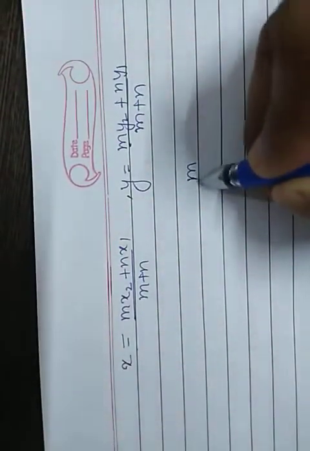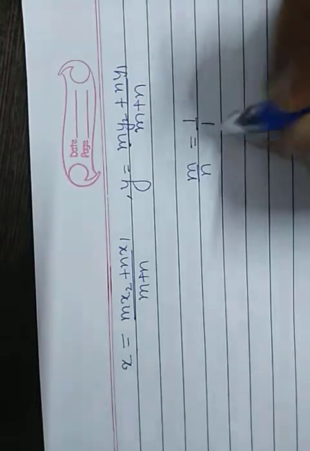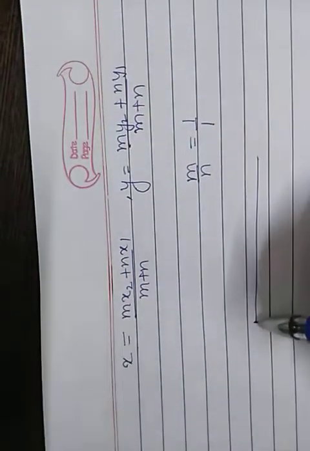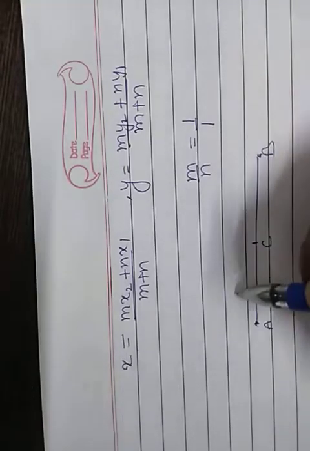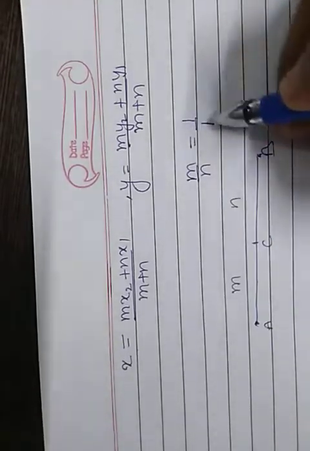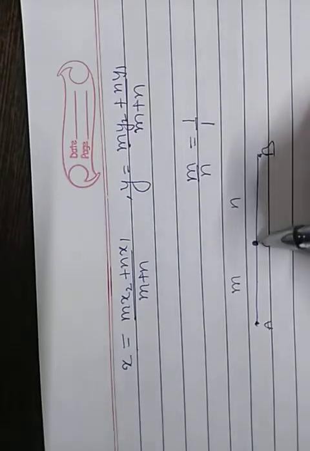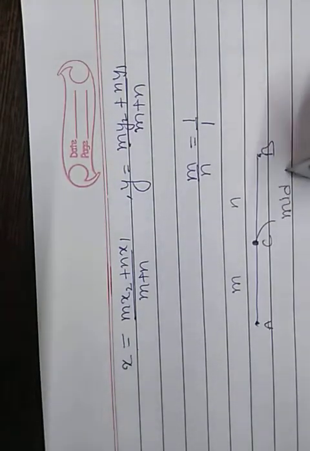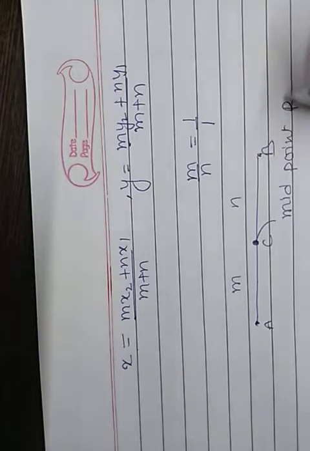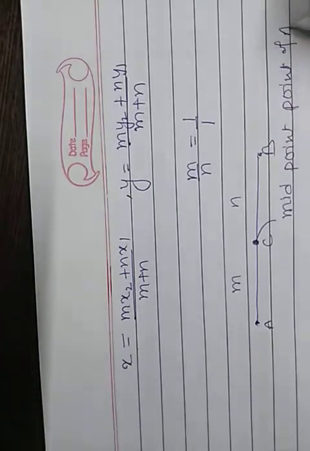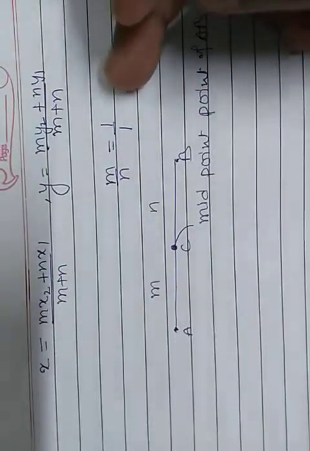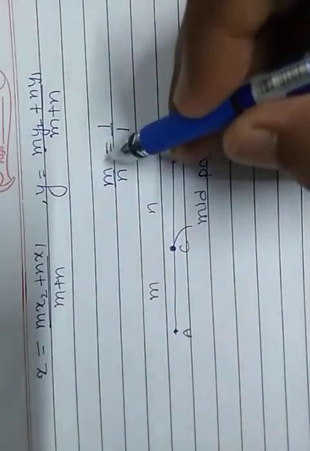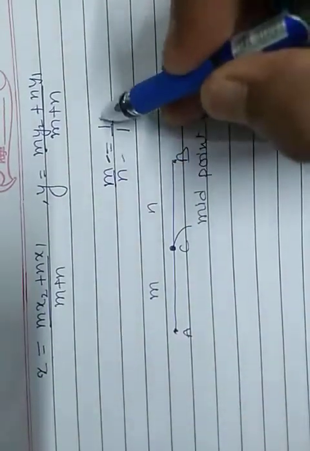Now if m upon n is equal to 1 upon 1, it means if this is point A, this is point B, and this is C, if the ratio m and n are equal, it means this C is the midpoint of AB. So for the midpoint, the ratio is 1 upon 1. Or we can say that the values of m and n are 1 and 1.